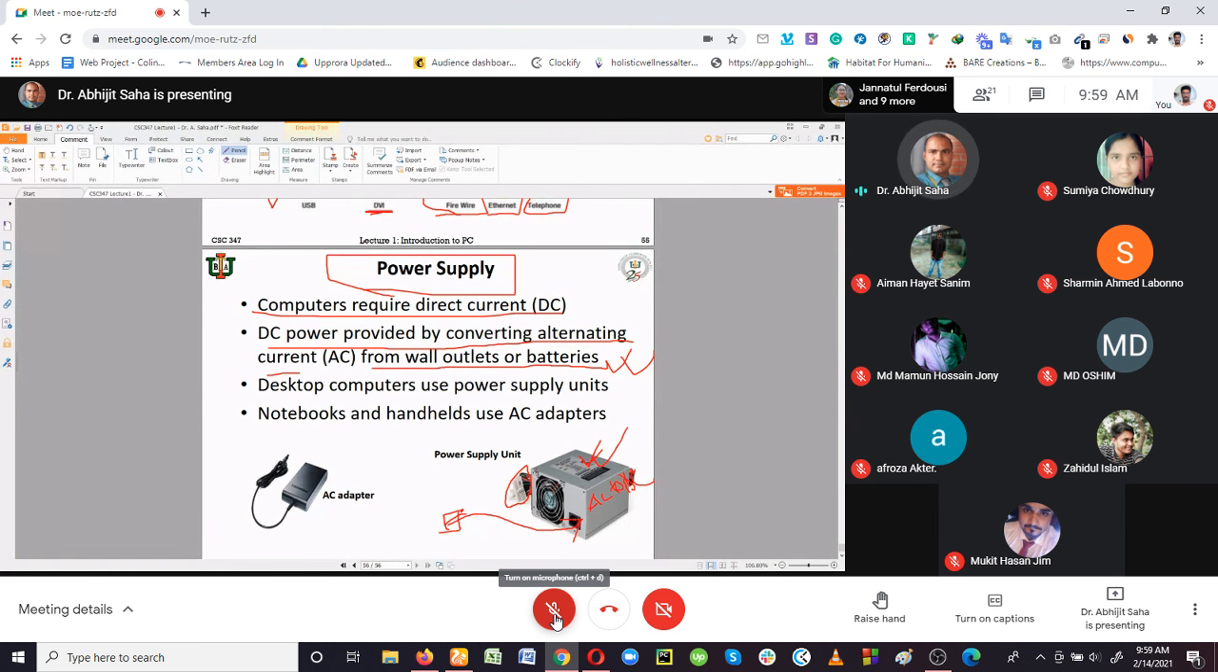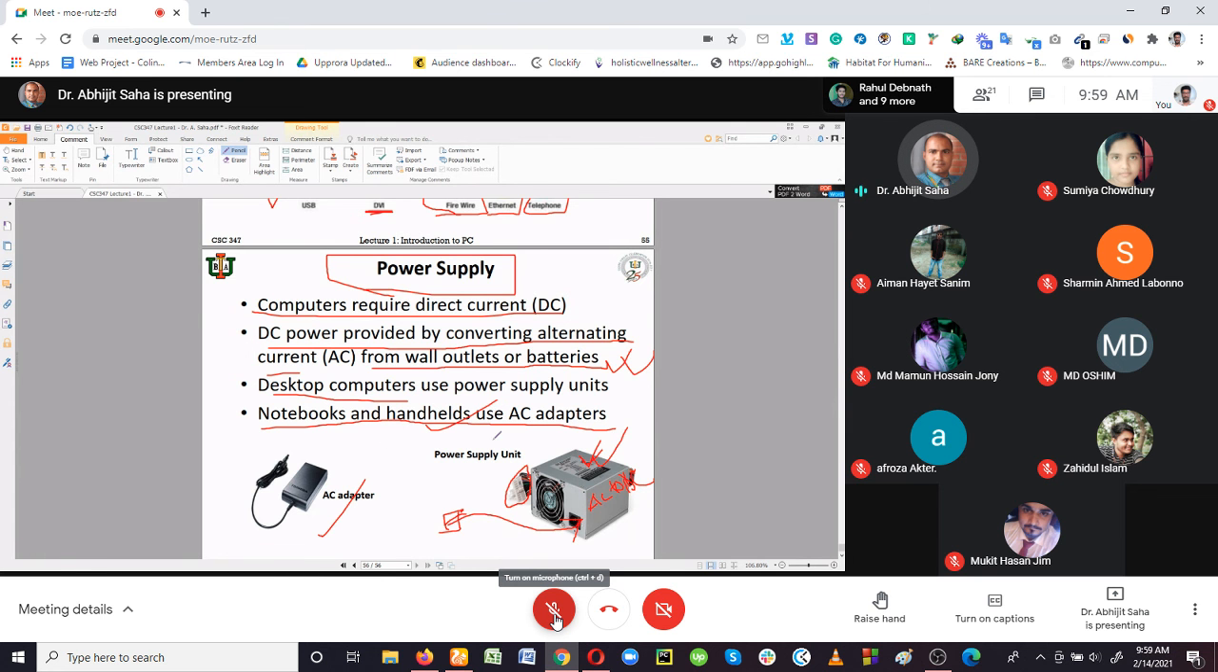So it is talking about the power supply unit that is used for the desktop computer, and the AC adapter. We know that we are using it for the laptops that we have, and also for some of the handheld devices, maybe a tab or something like that.